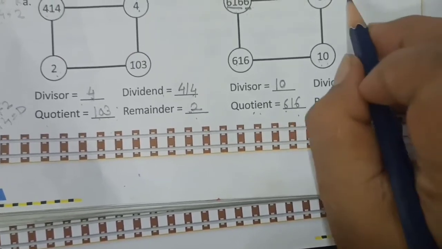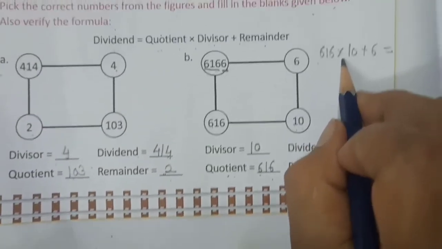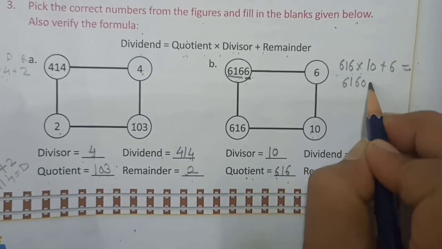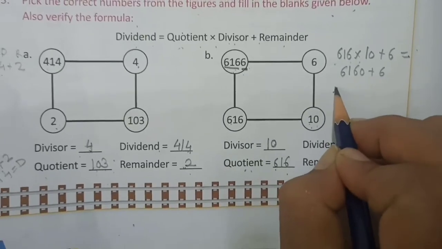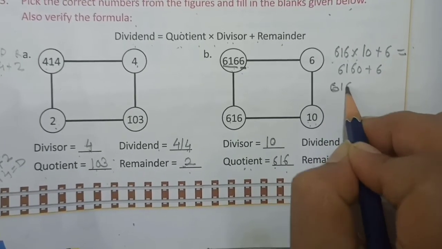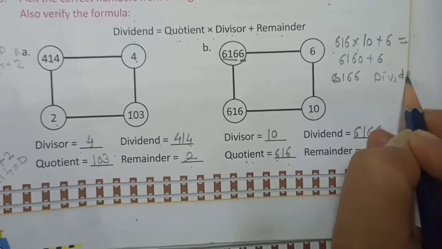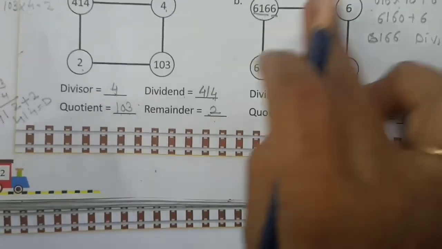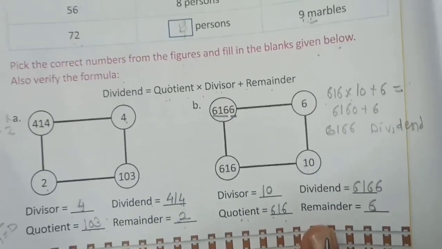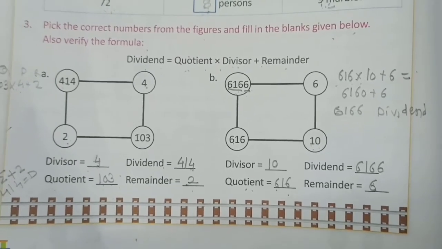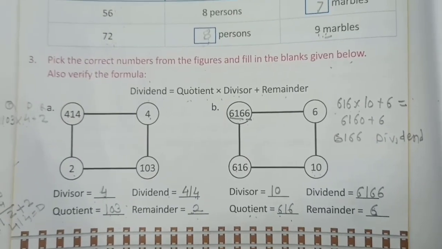Okay, 616 multiply by 10. Yes, 6160 plus 6 is equal to 6166. This is the dividend. Yes, our answer is correct. Okay, children, like this you have to complete the revision worksheet and worksheet.